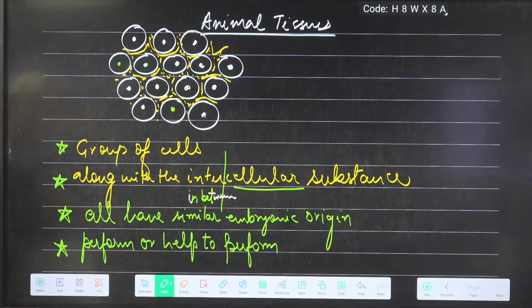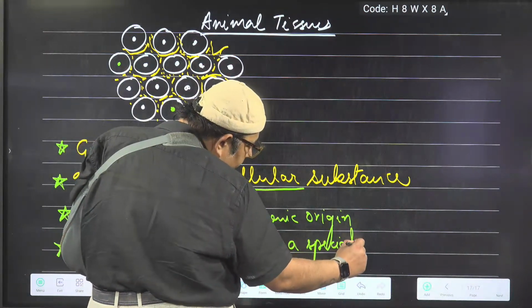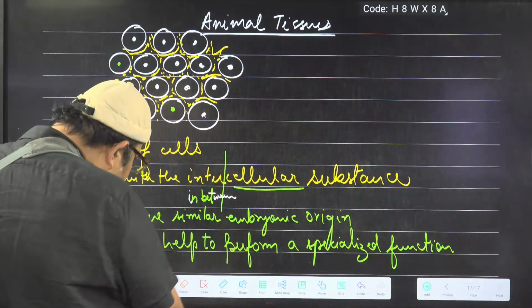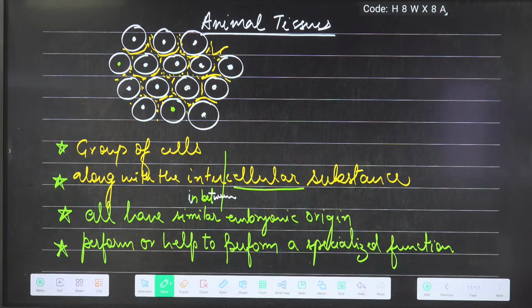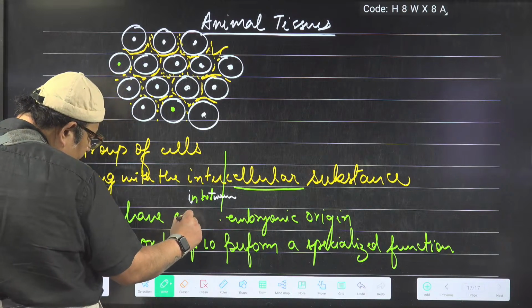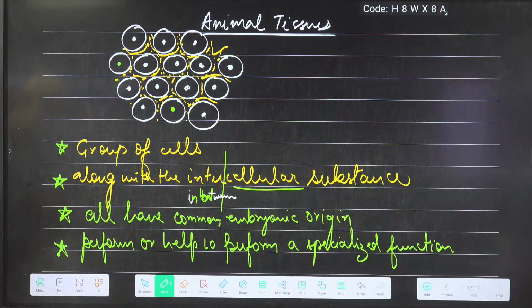All perform or help to perform, so they may have some teamwork, they help to perform a specialized function. A group of cells along with the intercellular substances, all having a common embryonic origin. Common is clearer. All these cells perform or help to perform a specialized function in the body. This is a tissue.